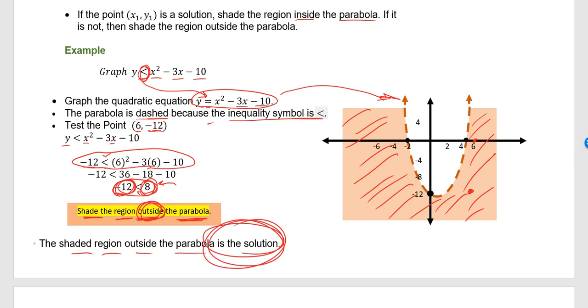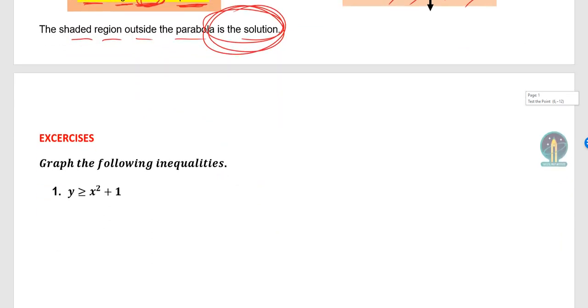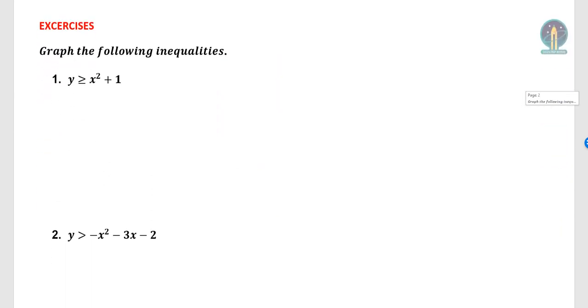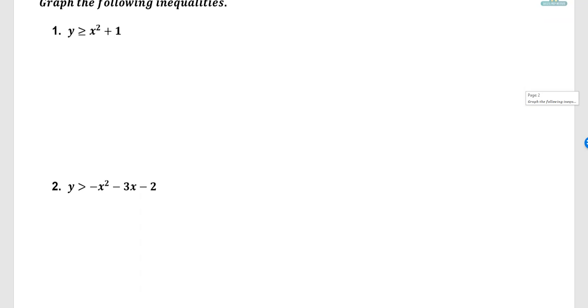This is it. It's very straightforward. You just have to follow the steps that we discussed. Let's look at some exercises. Please pause the video, work on these, and come back for the solutions.